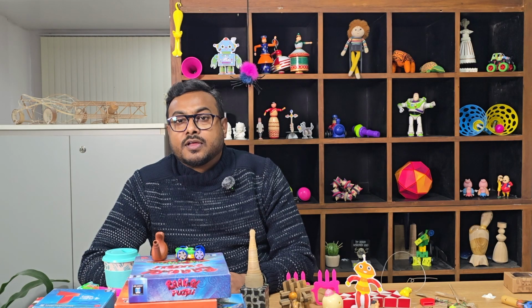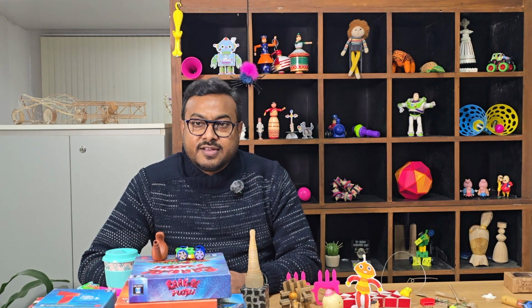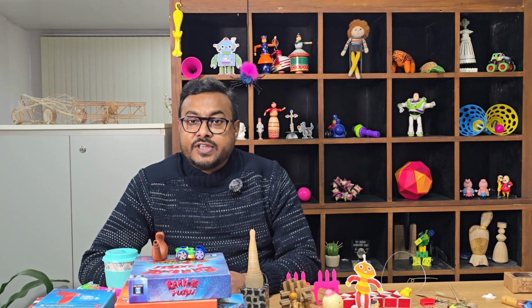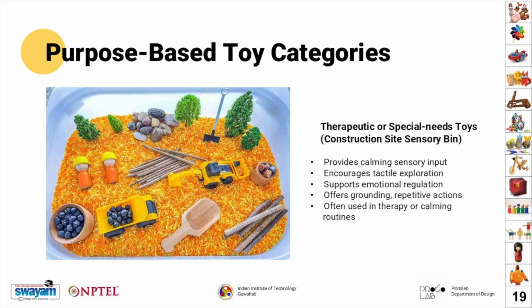The next is the therapeutic or special needs toys. These toys support emotional regulation, sensory needs, or developmental challenges. Fidget toys, sensory bins, chewable toys, weighted plush toys. A sensory bin becomes therapeutic because it creates a safe, calming space for children to explore textures and movement.